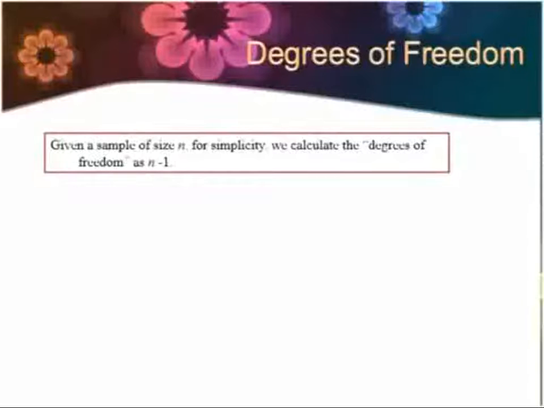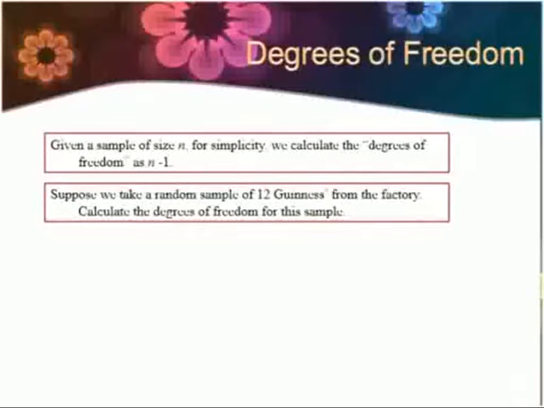Given a sample size n, for simplicity's sake, we calculate the degrees of freedom to be n minus 1. So suppose we take a random sample of 12 Guinnesses from a factory, calculate the degrees of freedom for this sample. Well, of course, 12 minus 1 gives us 11, so we have 11 degrees of freedom for this sample.